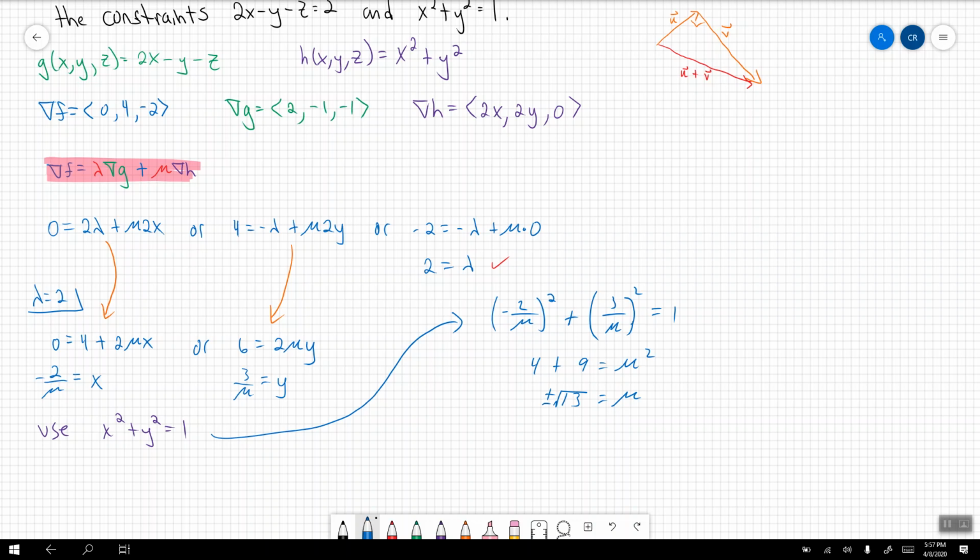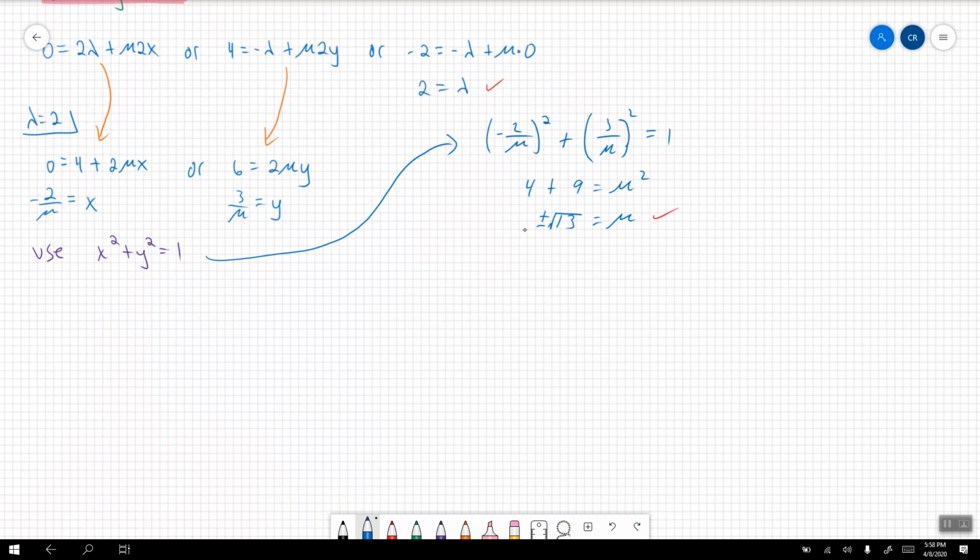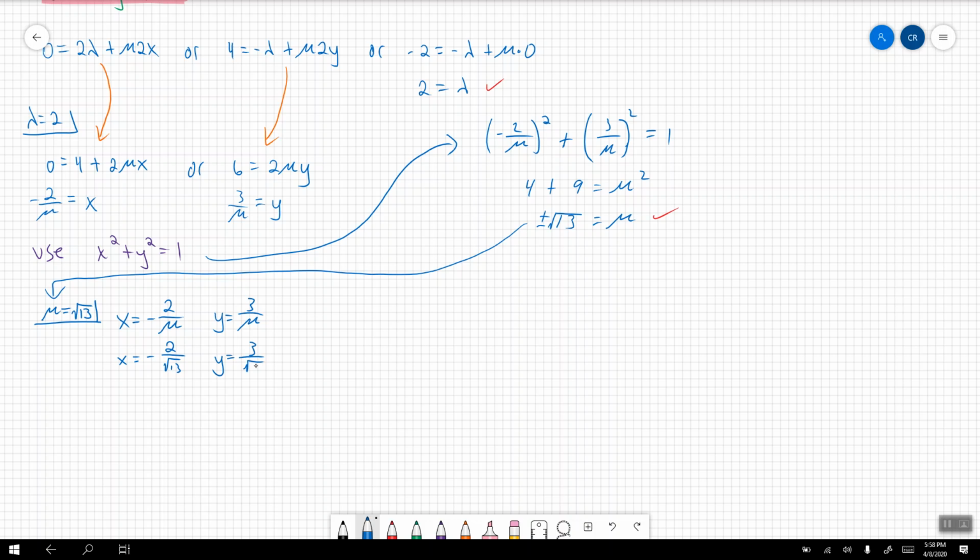All right, pretty good. So now we have these two scalars solved for: we have lambda and we have mu. That means now we can go through and find the x, y, and z coordinates. I'm going to go back down here, and I'm going to be using that mu is equal to root 13. If mu is equal to root 13, let's find out what x is. Well, x was, according to what we had up here, negative 2 over mu, which means x is negative 2 over root 13. What's y? Y was 3 over mu, which means y is 3 over root 13.